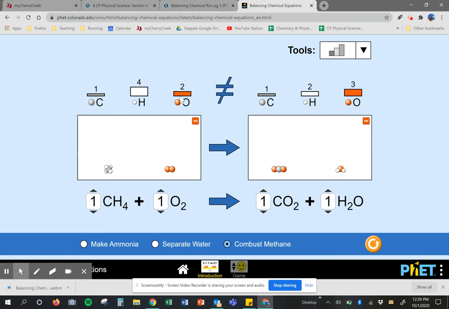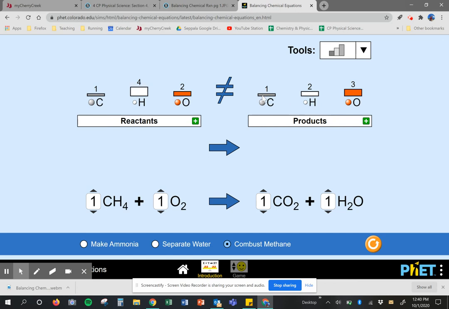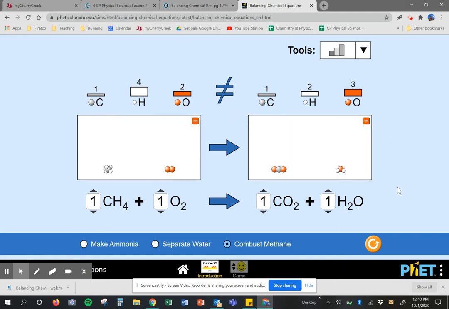Atomic inventory is already done. Looks like on the reactant side, we've got 1 carbon, 4 hydrogen, 2 oxygens. And on the product side, we have 1 carbon, 2 hydrogens, and 3 oxygens. Carbons are balanced. Hydrogens, oxygens are not. All right. I like to start with the hydrogens because 2 and 4, they easily can go into each other.